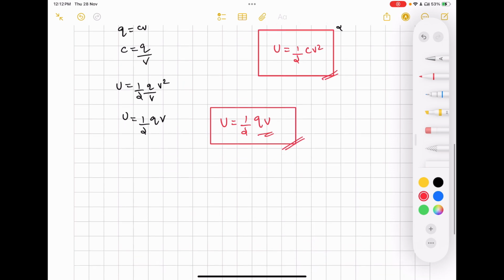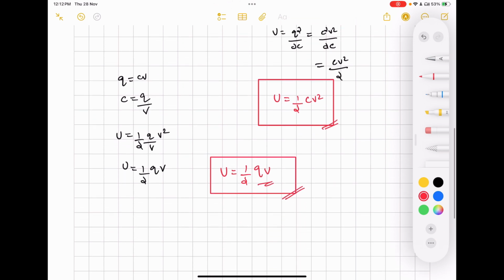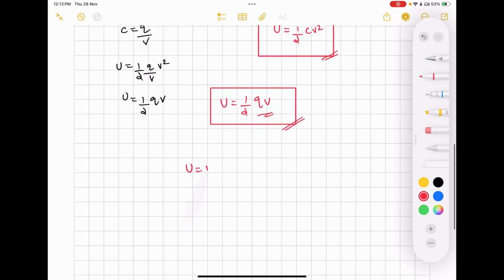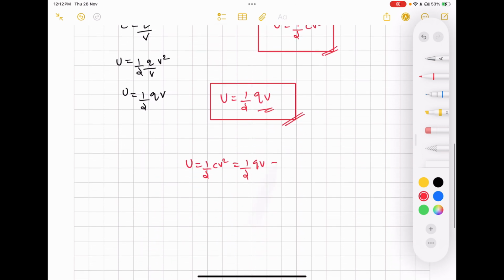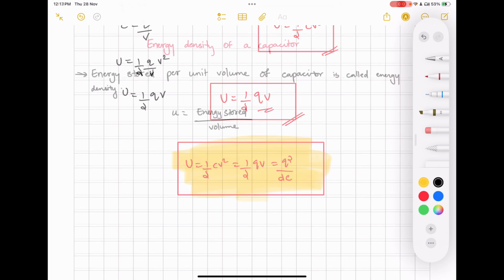So these are the three expressions for energy stored in a capacitor. I'm going to write it here. U is equal to half CV square, half QV, and Q square by 2C, or half Q square by C. This is the energy stored in a capacitor.